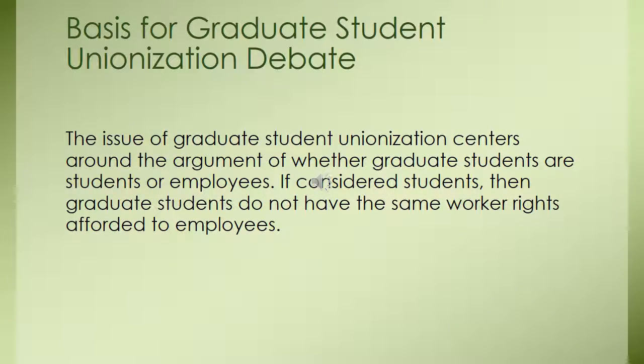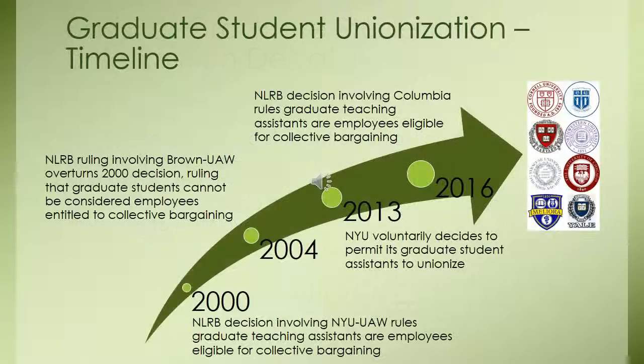Ultimately, the issue of graduate student unionization centers around the argument of whether graduate students are students or employees. If considered students, then graduate students do not have the same worker rights afforded to employees. In 1998, a group of NYU graduate students sought the help of the United Auto Workers, who agreed that students performing research or teaching at the university should have the same rights and protections as those of the working class.